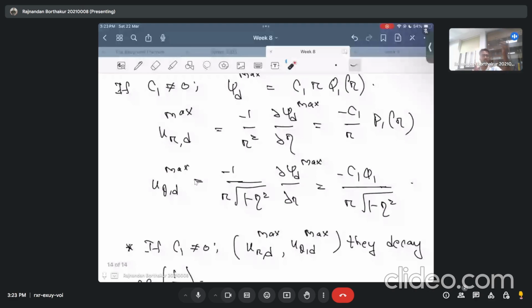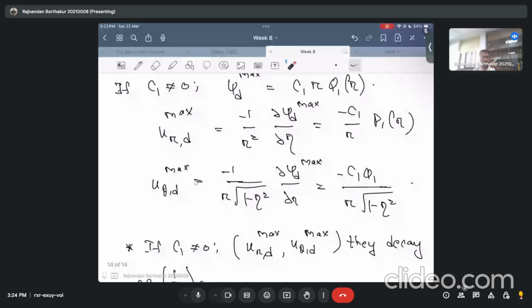Okay. All other disturbances will decay faster than this highest possible disturbance, and this highest possible disturbance has got a name. These velocity fields are basically known as Stokes-Slade velocity field. And you can appreciate that the Stokes-Slade velocity field only arises when this condition is satisfied, that C1 is non-zero.